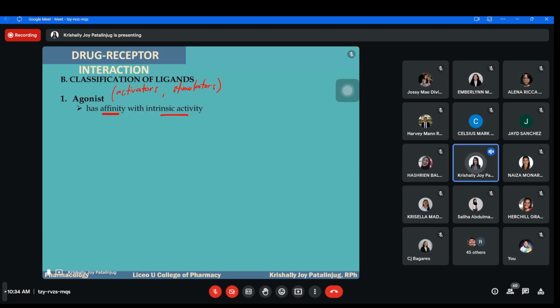Now, there are three different types of agonist, and they only differ in their degree to activate a receptor. So they only differ on intrinsic activity. I repeat, all these three have the same degree when it comes to affinity. They have the same degree of affinity, same degree to bind the active site of the receptor. They only differ in their ability to activate a receptor.